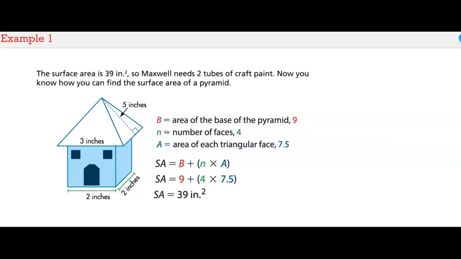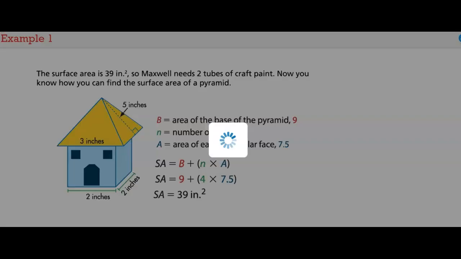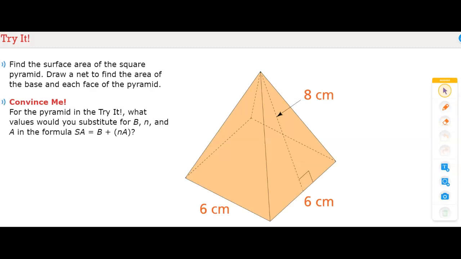The surface area is 39 square inches, so Maxwell needs 2 tubes of craft paint. Now you know how you can find the surface area of a pyramid. Find the surface area of the square pyramid. Draw a net to find the area of the base and each face of the pyramid.